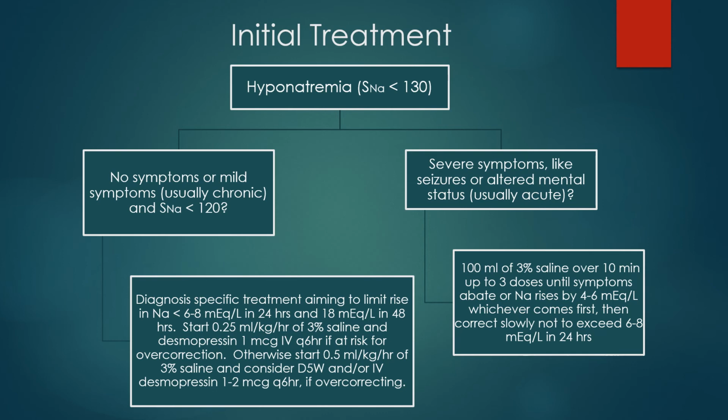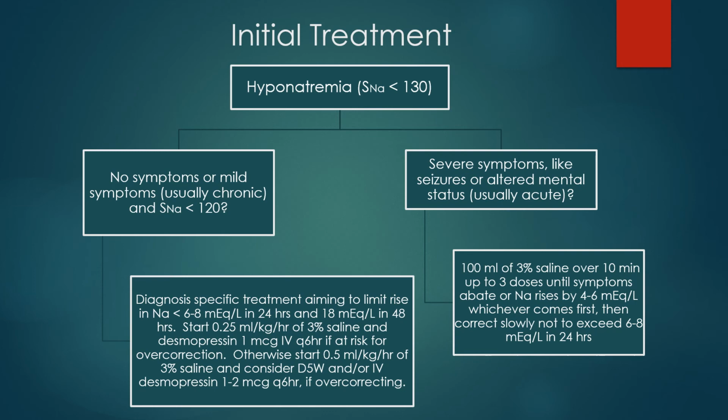If there are no symptoms present and the serum sodium is less than 120, diagnosis-specific treatment can be given to limit the rise in sodium to less than 6 to 8 mEq per liter in the first 24 hours and 18 mEq per liter in 48 hours. In states where there's an increased risk of overcorrection, such as hypovolemic hyponatremia or adrenal insufficiency, 0.25 mL per kilo per hour of 3% saline plus DDAVP 1 microgram IV every 6 hours to reduce the risk of overcorrection should be given in the first 24 hours.